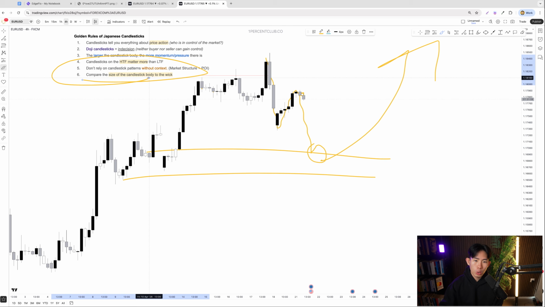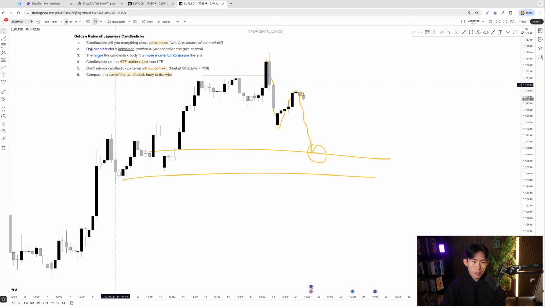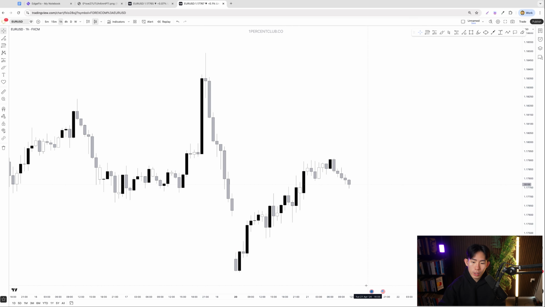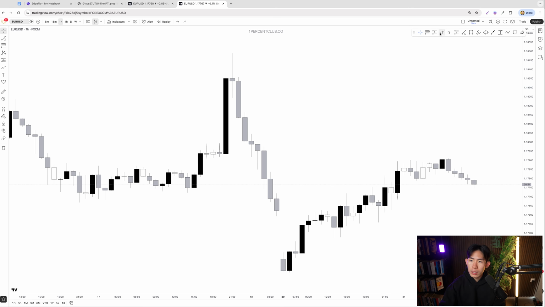And last tip that I have for you is to compare the size of the candlestick body to the size of the wick. If you have a candlestick body which is a lot bigger than the wick itself, once again, what does this tell you? This tells you that there is a lot of buying pressure, a lot of buying momentum, like in this case right here. However, if you have this candlestick right here with a very small body but very long upper and lower wick, right? In this case, it's like 20% body but 80% wick. Whereas just now, this is about 90% body and 10% wick, right? So this tells us that there is very little momentum, very little pressure.